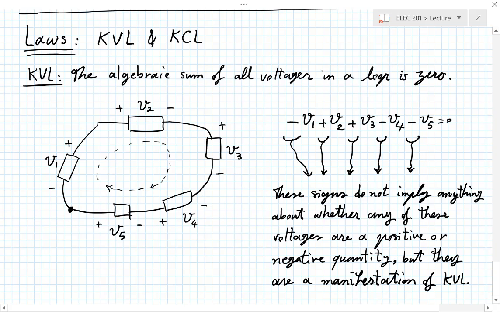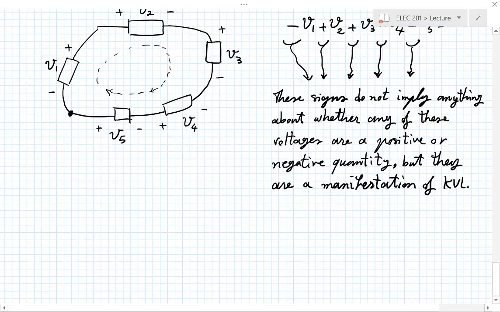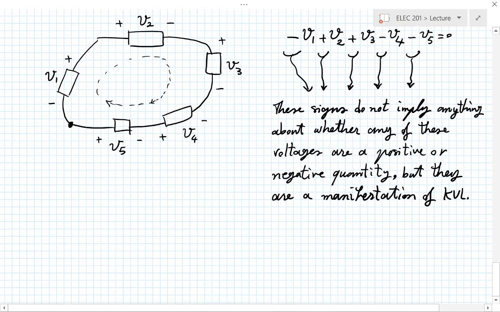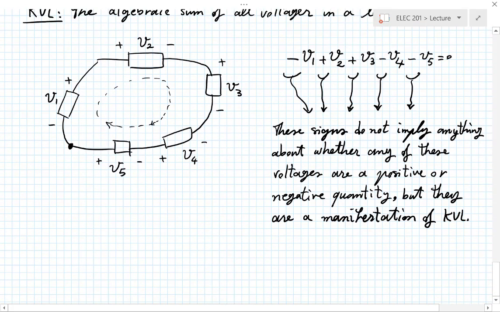So let's do that together. If I do the same thing, but every time I hit the negative side first, I include the thing with a plus, I get plus V1 minus V2 minus V3 plus V4 plus V5.